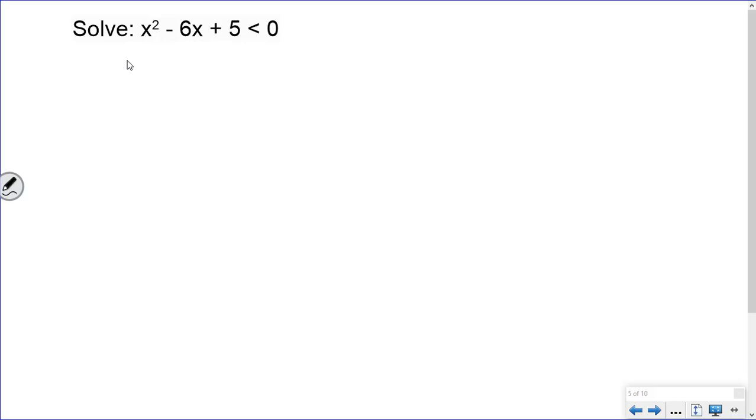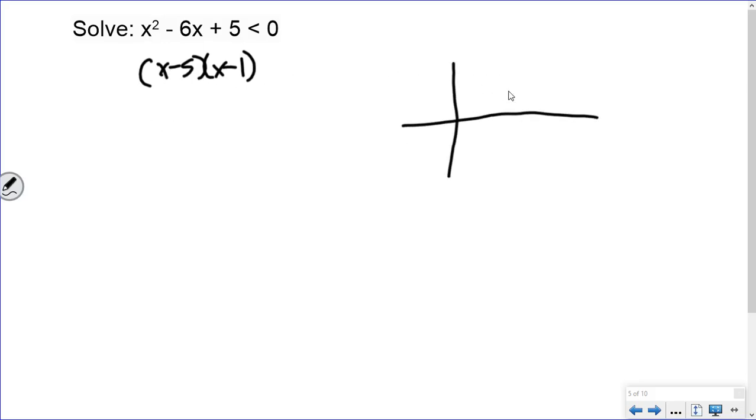So to graph this thing, again, what we're going to want to do is just find some key pieces of information. So for example, I want to figure out where are my x-intercepts, where is my y-intercept, and then go from there. So my x-intercepts, to factor this, we're looking for two numbers that add to give me -6 and multiply to give me +5. So that would be x minus 5 and x minus 1, right? So it means I have x-intercepts at +1 and +5. So 1, 2, 3, 4, 5. I have an x-intercept here, and I have an x-intercept there, right?